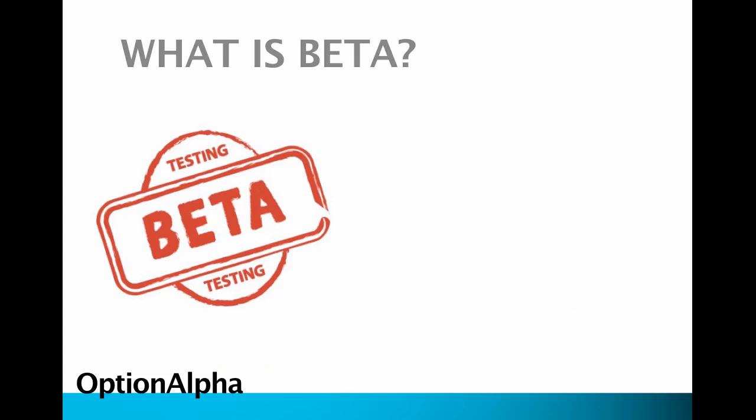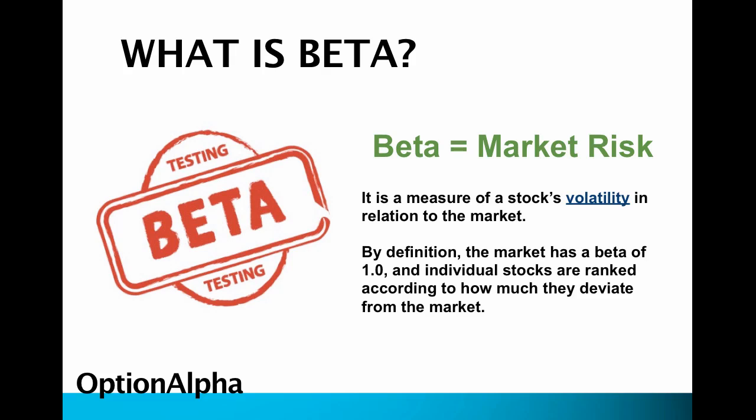In this video we're going to be talking about portfolio beta. So what is beta? Well, beta is simply market risk. That's really what beta is going to measure. It's a measure of a stock's volatility in relation to the overall market.